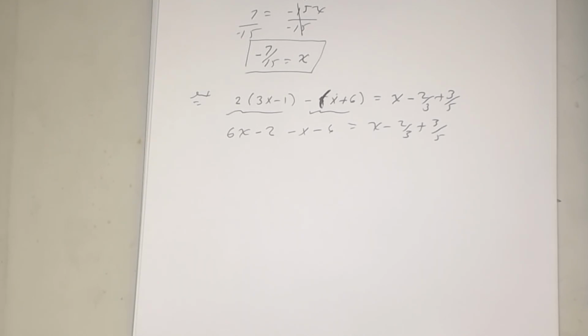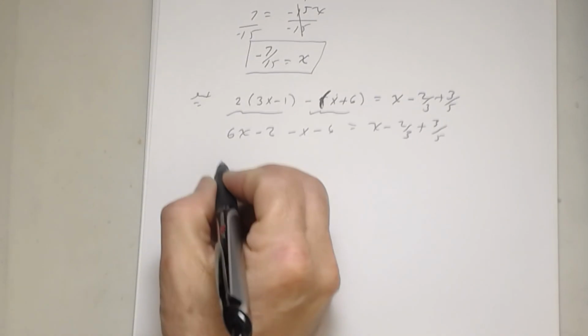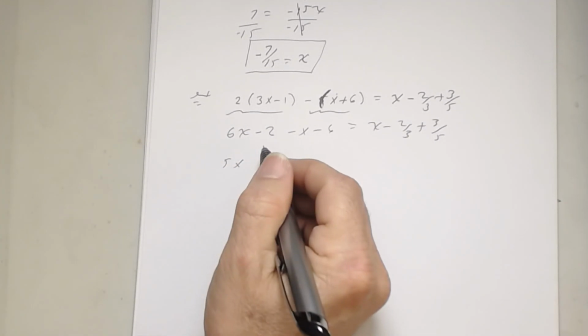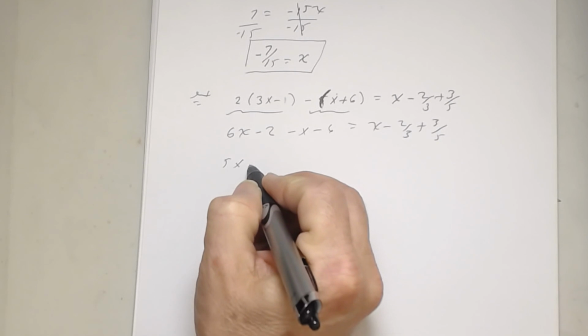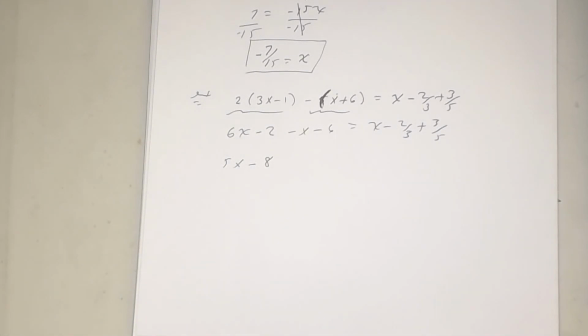Left side. The variables. So what's 6x subtract x? 5x. What about your constants? Which is negative 8. So on the left side, I have 5x minus 8.